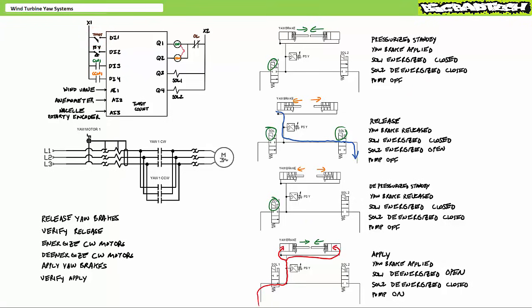In summary, by coordinating the sequence removal and application of the yaw brakes, the selective energizing and de-energizing of a paired reversing contactor, and monitoring the wind vane status, a turbine can readjust its position such that it faces into the wind. Now realize this sequence of action doesn't happen as smoothly as I indicated at all times, and there is plenty of chances for it to go wrong.